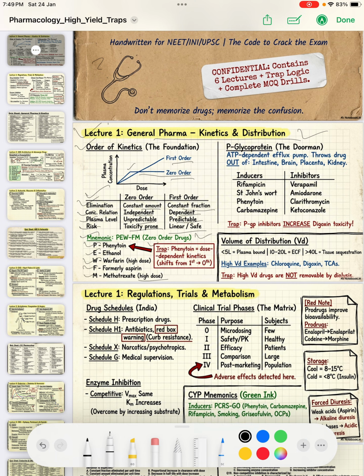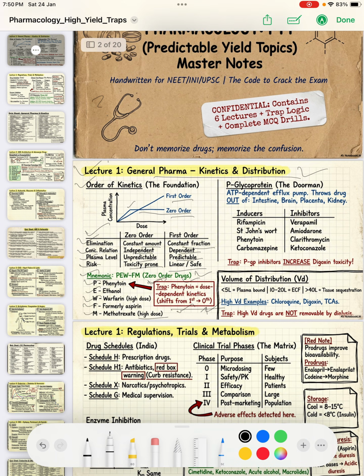The trap: the examiner can give a trap in the question, like phenytoin, which follows dose dependent kinetics, and it can shift from first to zero order. If the dose increases, it follows zero order kinetics, and in the starting phase it follows first order kinetics. Okay, then we move to the next topic, that is P-glycoprotein.